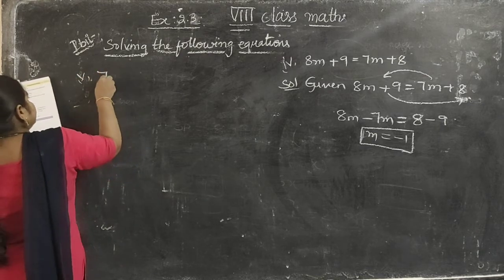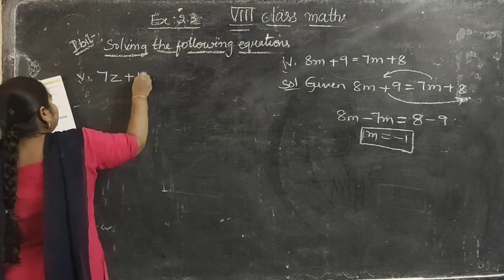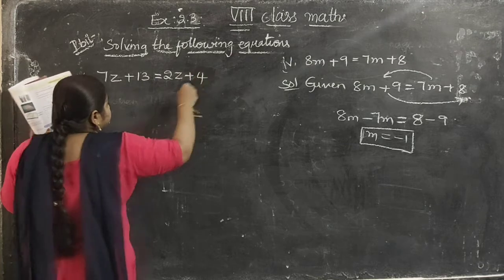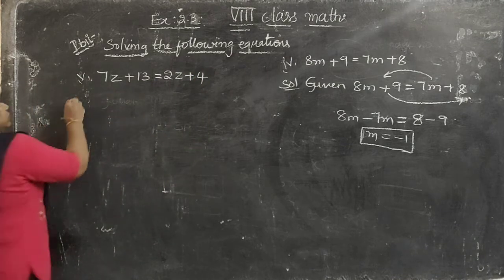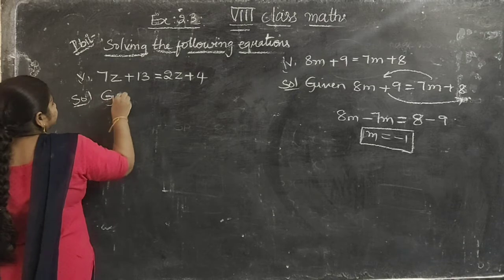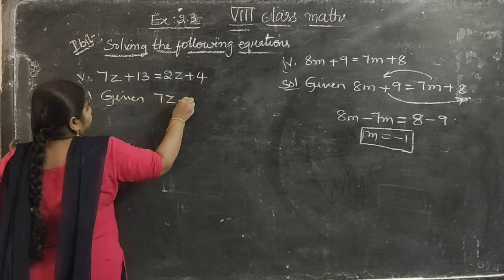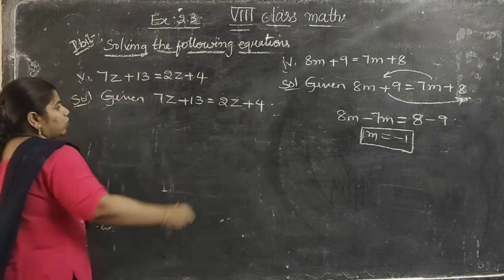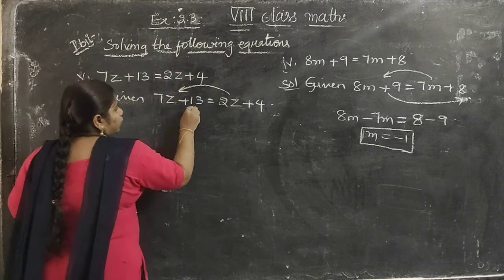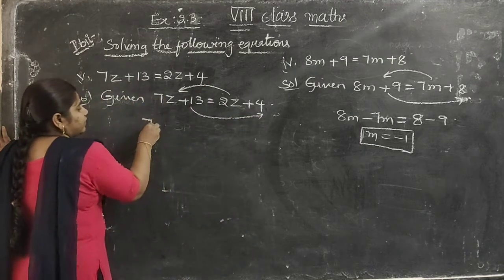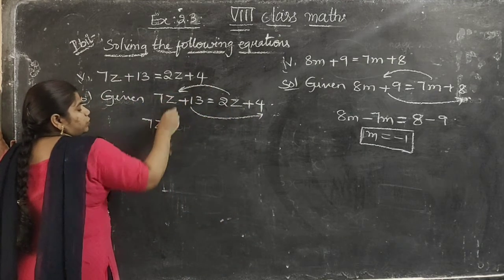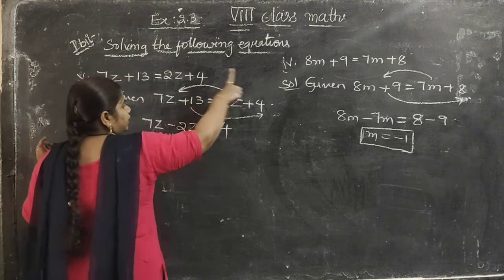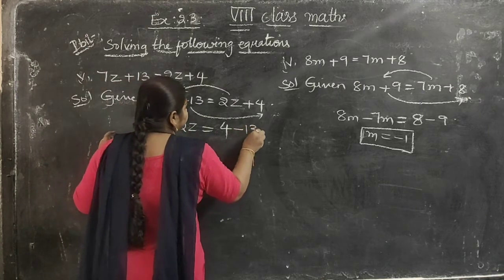Fifth. 7z plus 13 is equal to 2z plus 4. Bring all the variables to one side and all the constants to the other side. So 7z, 2z if you transpose, that will be minus 2z is equal to 4, plus 13 if you transpose, that will be minus 13.